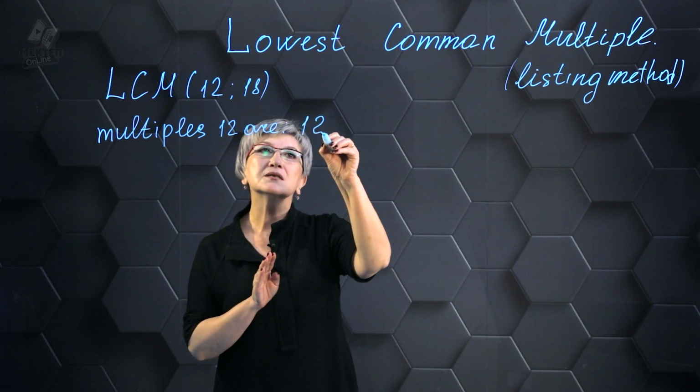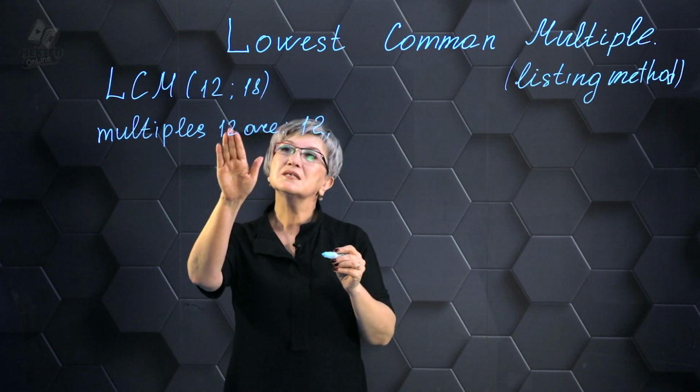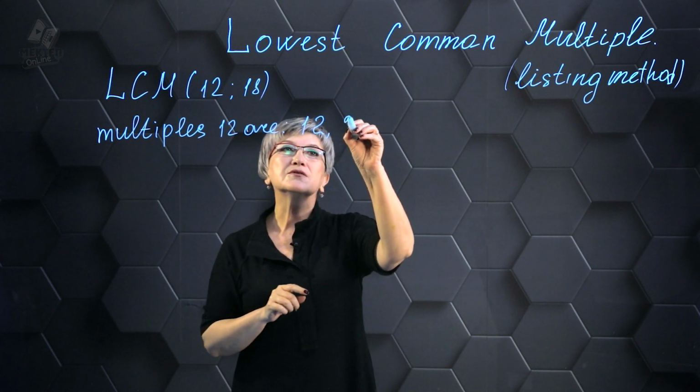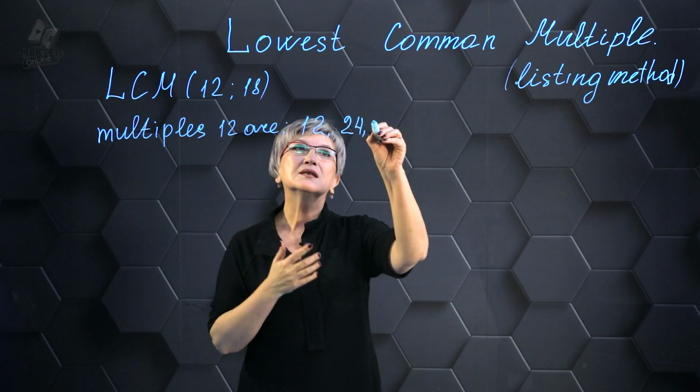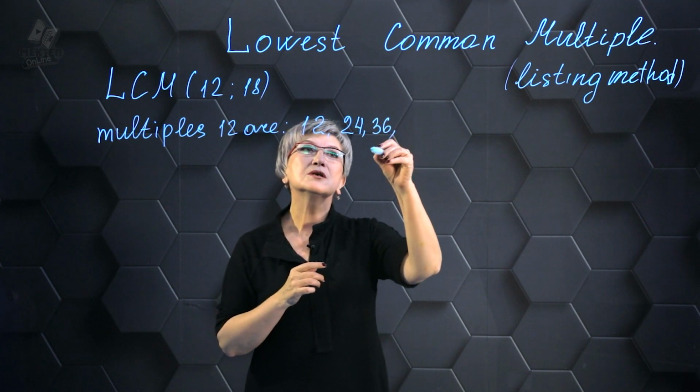The first number is 12, then 24, and so on. I'll list them: 36, then 48, then 60, then 72, and so on. Same for the number 18.